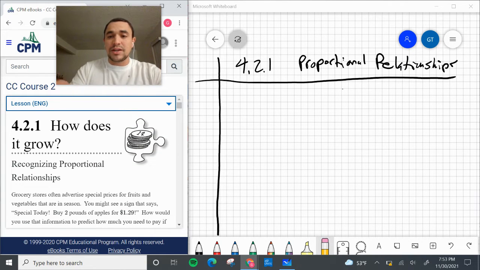We're going to get started with proportional relationships in 4.2.1. Here I have my notebook, and I want you to try to copy as much as possible. Please pause the video as much as you need in order to catch up, rewind if you miss something, or to actually write things down.